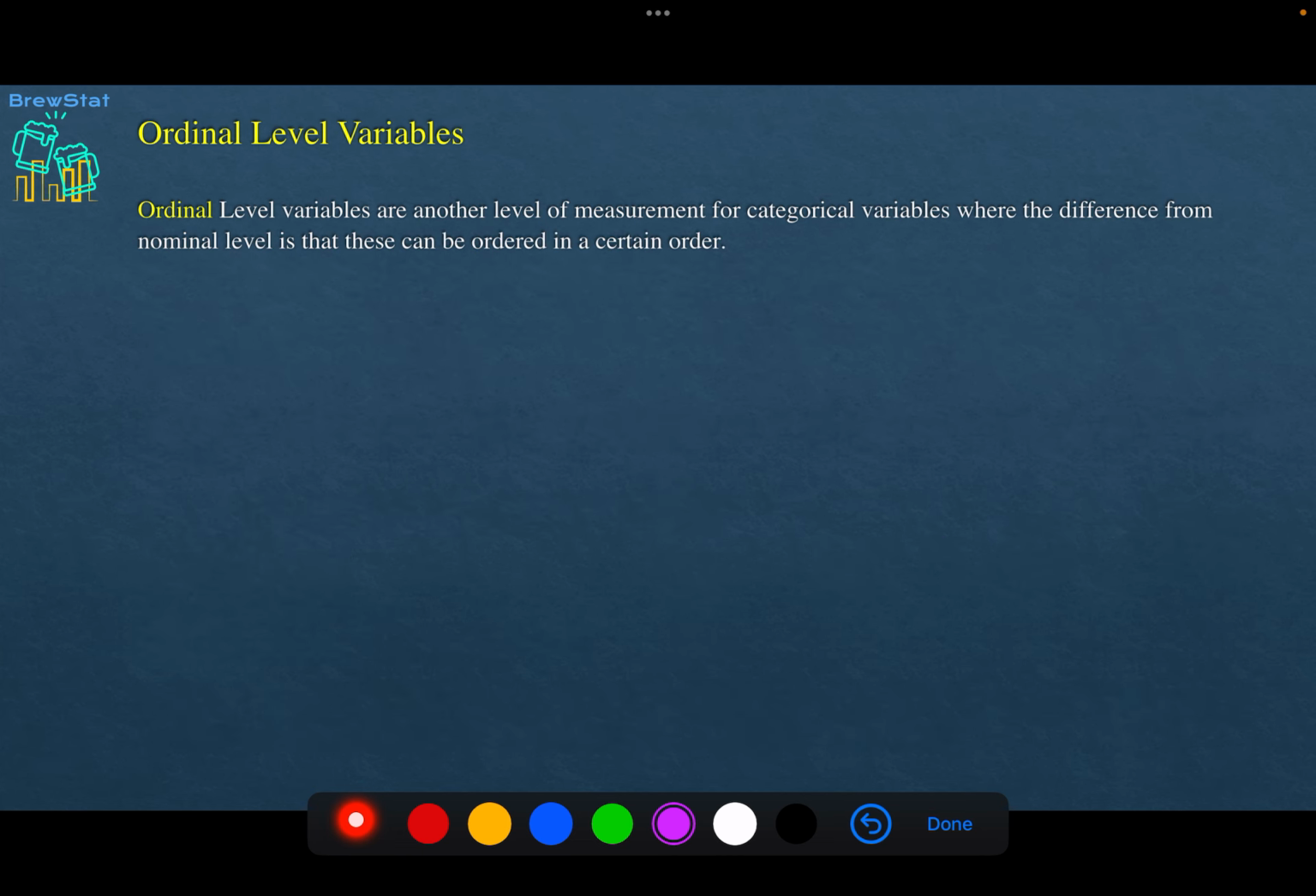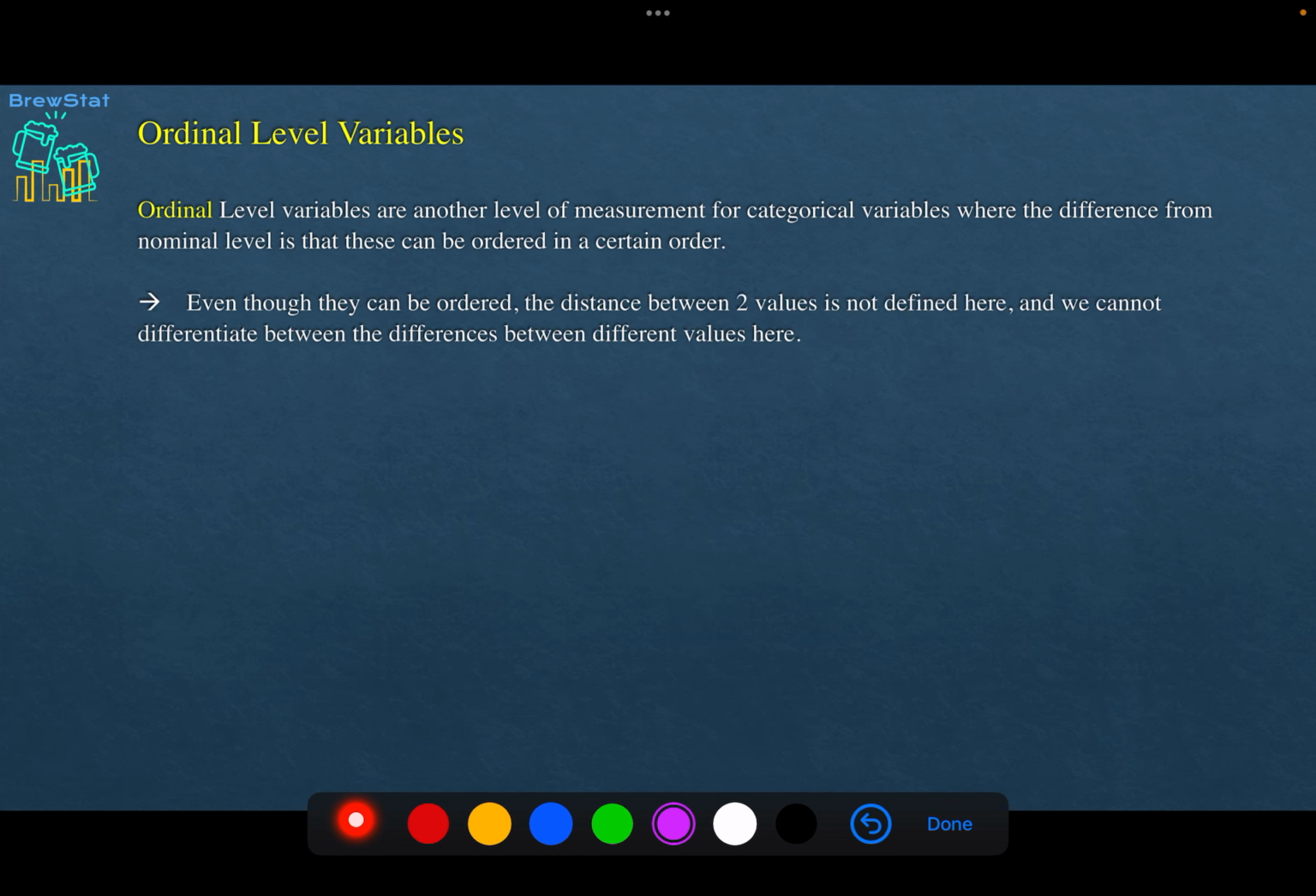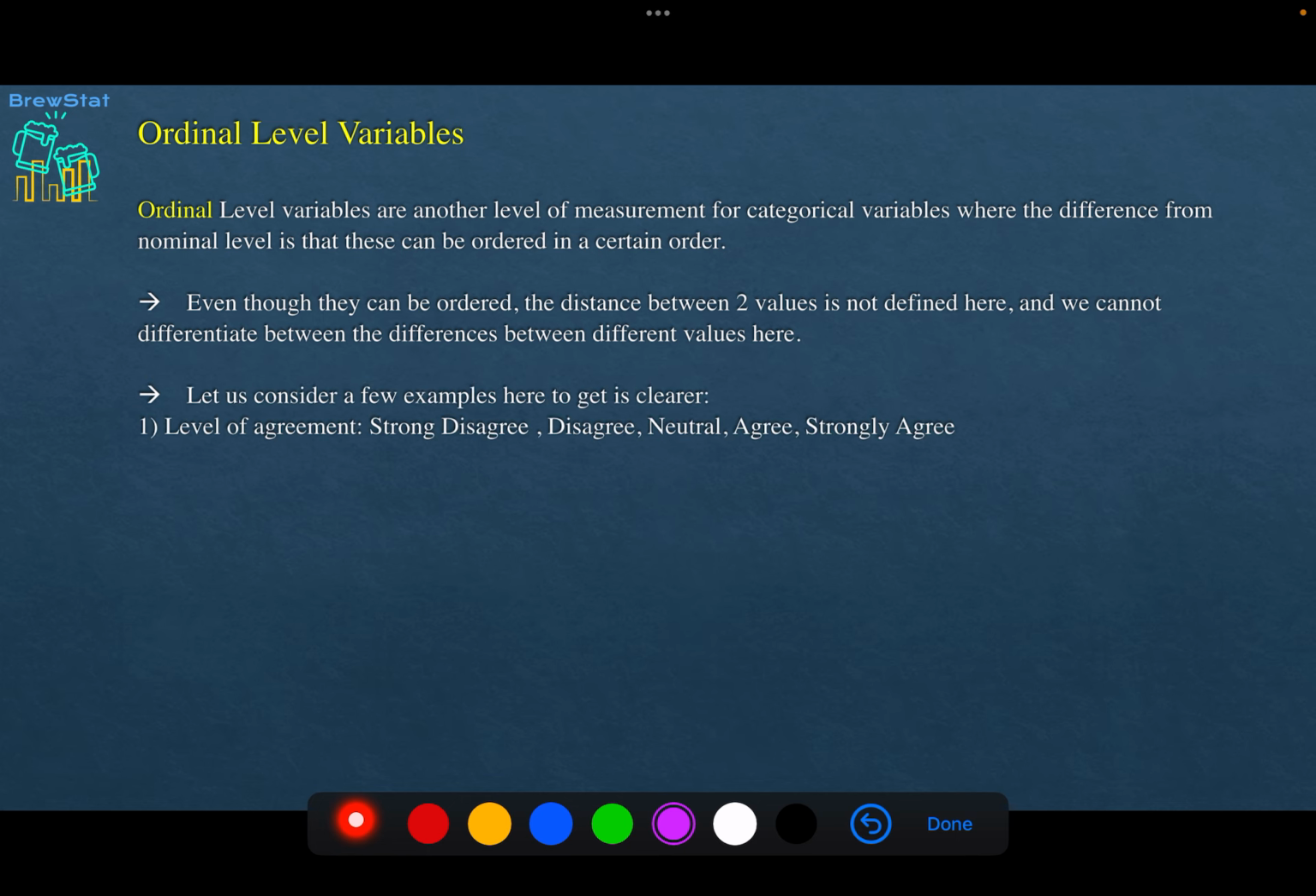Then we have ordinal variables. Again, these are also categorical variables. The only difference here being we can arrange the values of this variable in a particular order. In nominal variables, we were not able to arrange them in a particular order. For example, name of a person, we cannot say that one name is greater than the other. But in this case, we can arrange the values in a particular order.